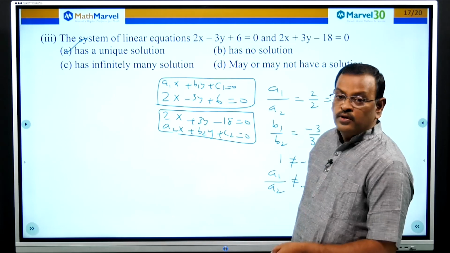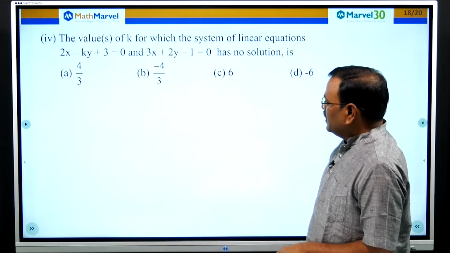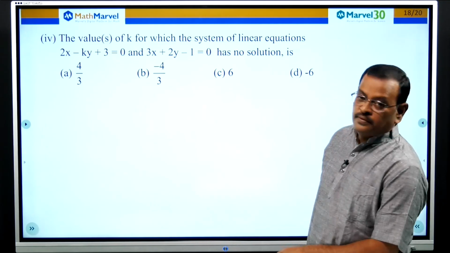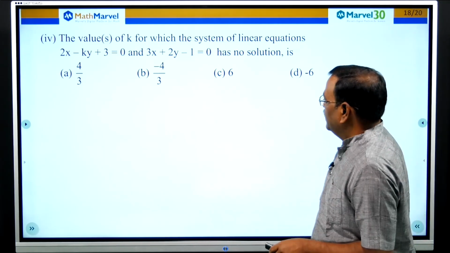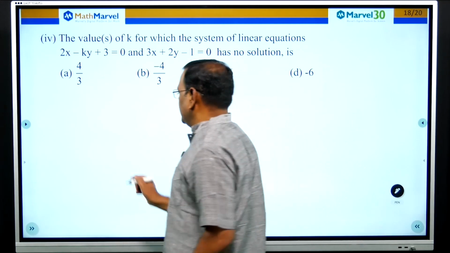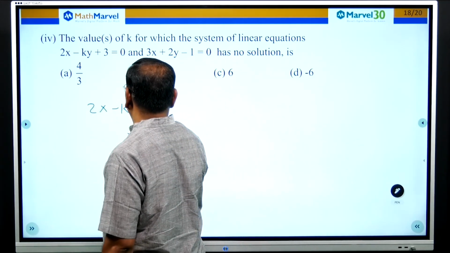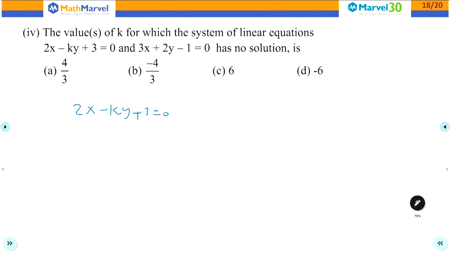Now the fourth subdivision: the value of k for which the system of linear equations has no solution. First write the equations: 2x minus ky plus 3 equal to 0 and 3x plus 2y minus 1 equal to 0. What is the condition? Has no solution. What is the condition for no solution?